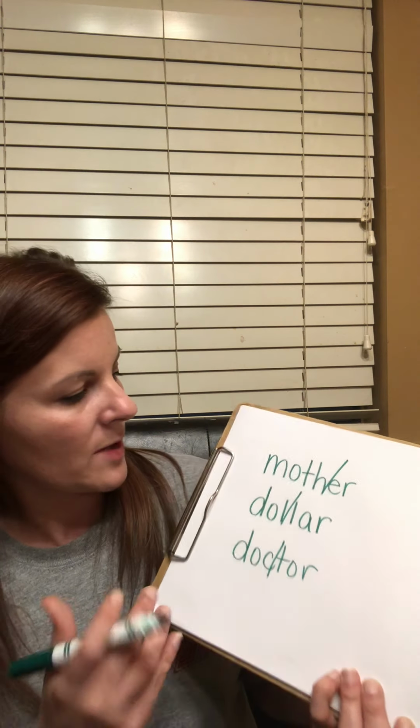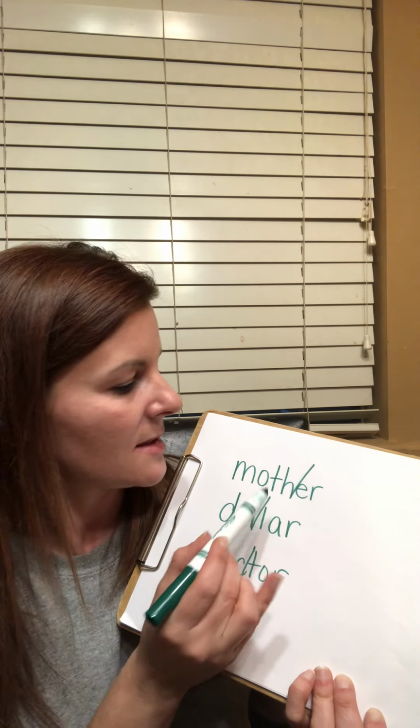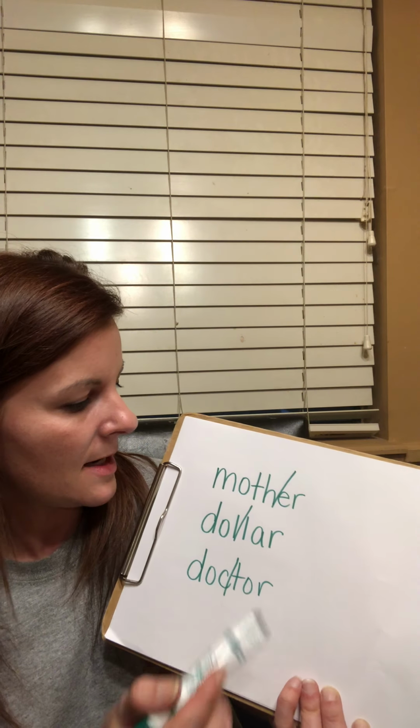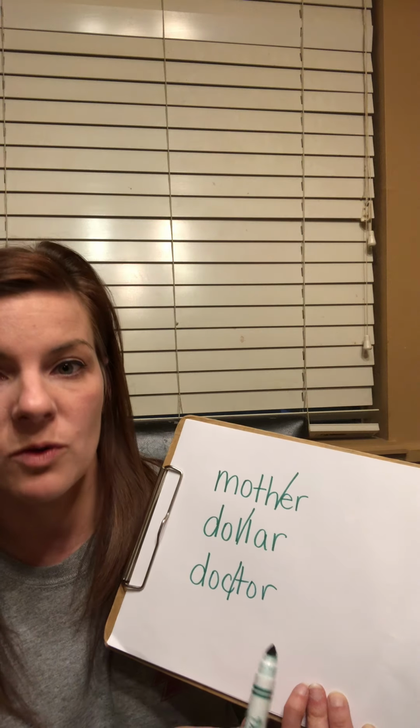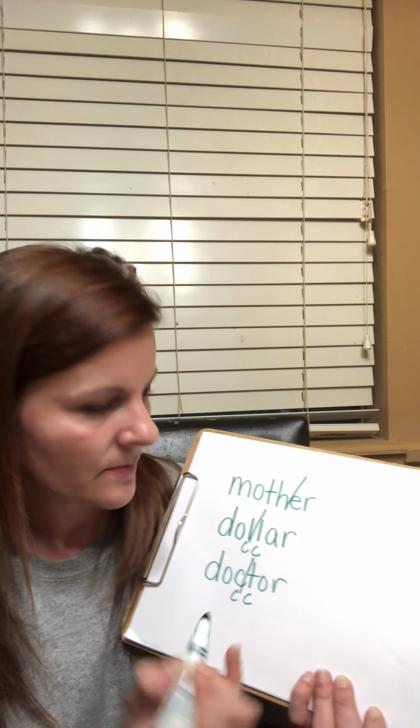For mother, because I have that consonant digraph right there, the TH, I have to keep that together. I know that might be a little bit confusing, but that's why I did not divide the syllables between the T and the H, even though those were two consonants, because it's a consonant digraph. Remember, we have to keep that together. It makes its own sound. And then we know dollar and doctor, of course, we're dividing between those two consonants right there.